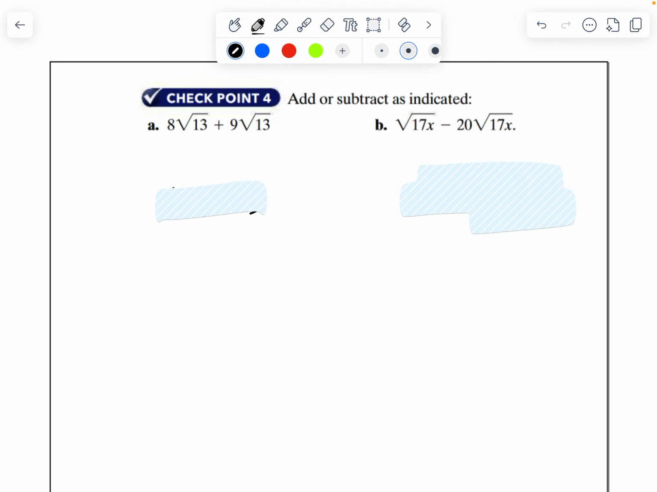Take a second again, pause, see if you can figure out the answers here. On the first one, 8 plus 9, they have the same like terms, gives you 17 square root of 3. On the right, 1 square root of 17 minus 20 square root of 17, they are like terms. 1 minus 20 is negative 19 square root of 17x. Nothing inside the radical changes.